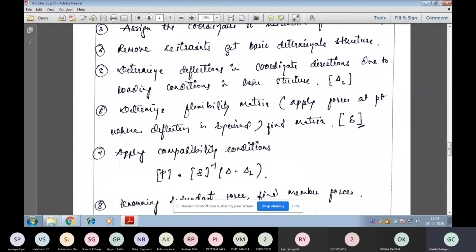Next, once we form a matrix table, then we are going to apply compatibility conditions. We can see what those compatibility conditions are. That is, small delta into P is equal to delta minus delta L. In the above equation, when we choose redundant forces, those redundant forces are nothing but the P force. Then comes delta, which we study later on. Delta L we come to know.